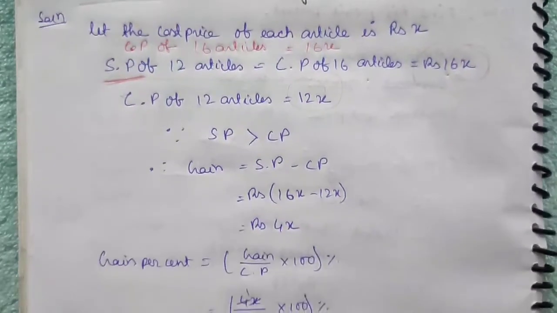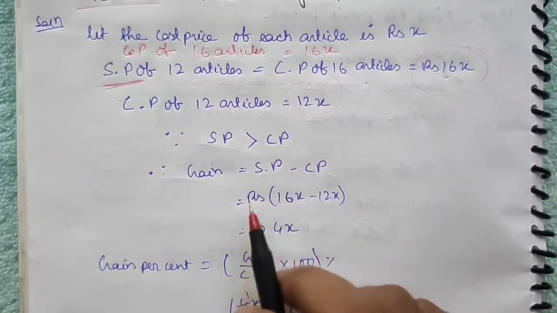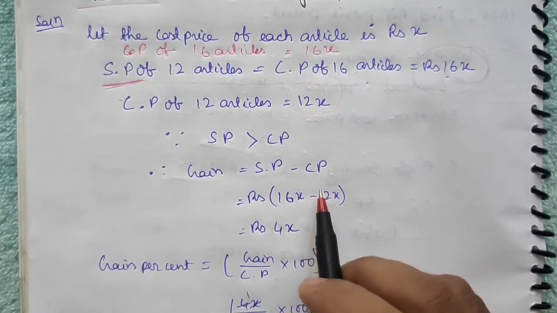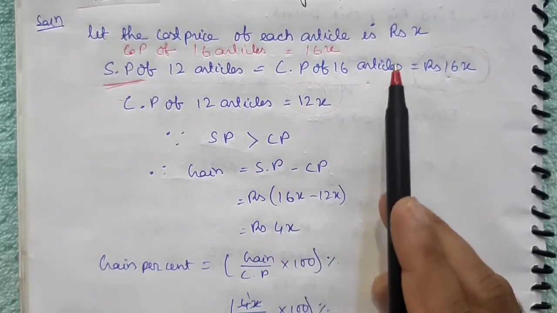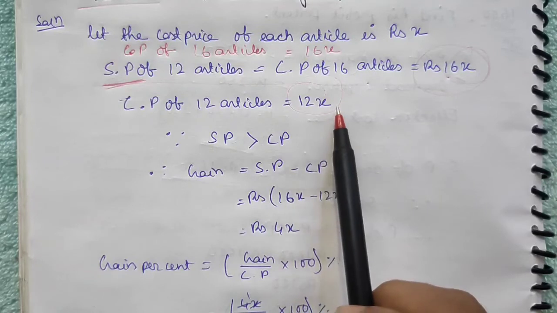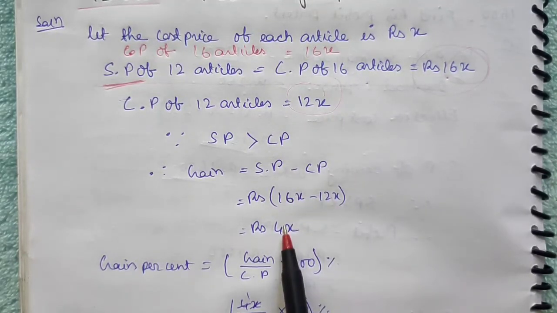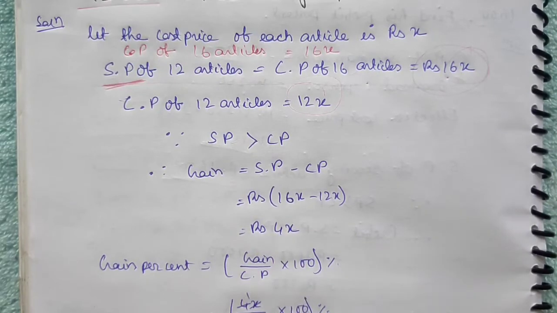So we have written: since selling price is greater than cost price, therefore gain equals SP minus CP. What was SP? It was 16x. What was CP? CP is 12x. So 16x minus 12x equals 4x. After this clear? Now we have to convert it into gain percent. We'll convert it later. I hope up to this is clear, isn't it?